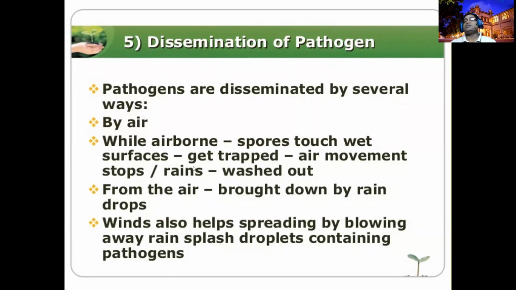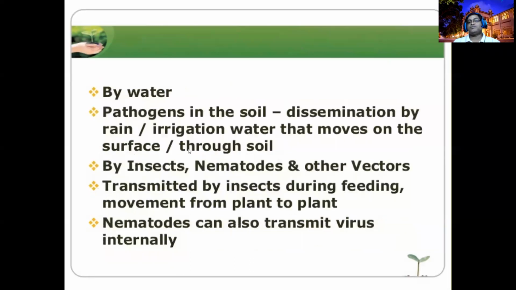Sometimes viruses use insect vectors for dissemination. Pathogens can also spread by water. If it is by air, we call it anemophily. If it is by water, we call it hydrophily. If it is by insect, we call it entomophily. These are the three modes pathogens can use to disseminate.